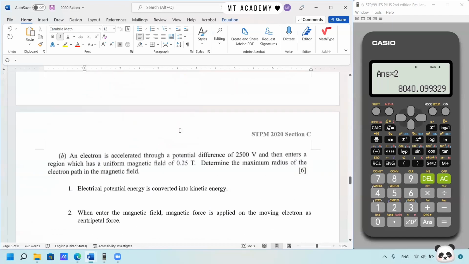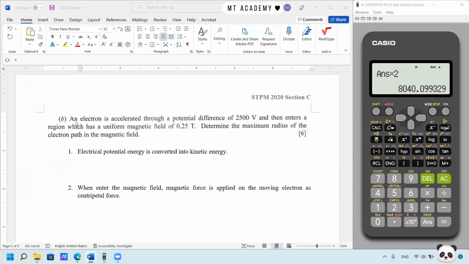So we move on to the next question. An electron is accelerated through a potential difference of 2500 volts and then enters a region which has a uniform magnetic field of 0.25 Tesla. Determine the maximum radius of the electron path in the magnetic field.